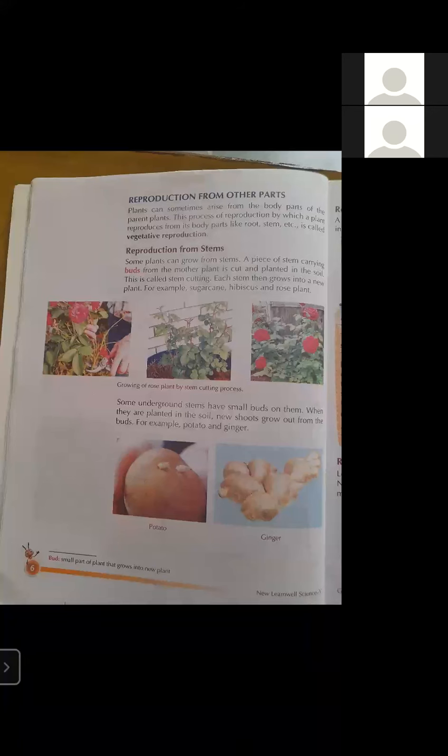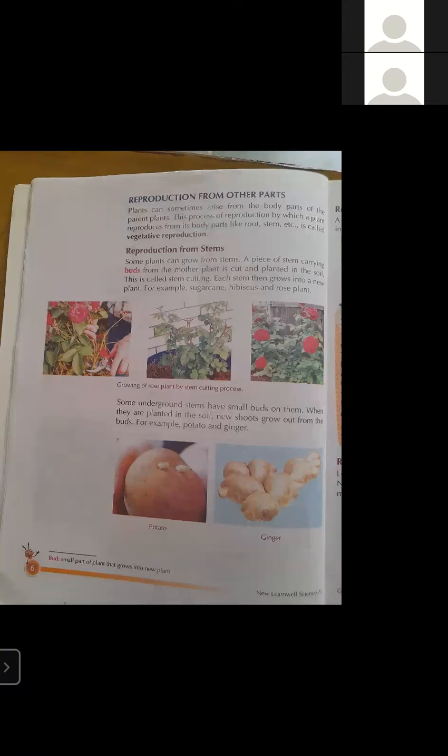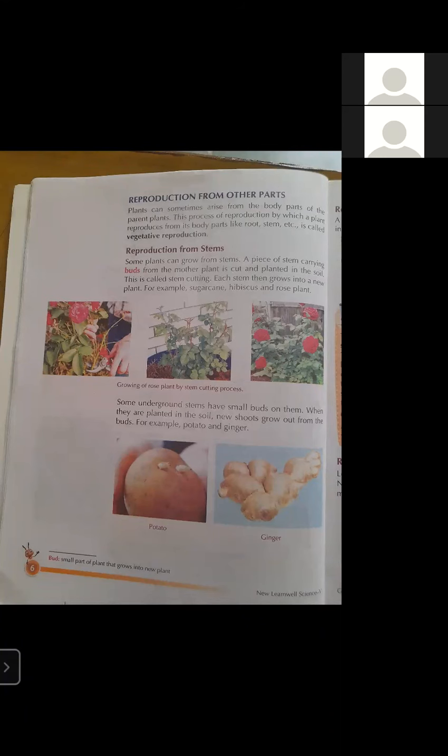First of all, I'm going to revise the topic which we have learned in the previous lecture. Those topics are reproduction from other parts. In this topic, we have covered vegetative reproduction. So we learned about vegetative reproduction.